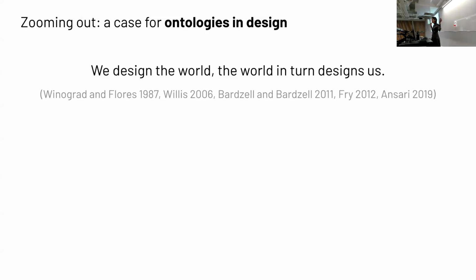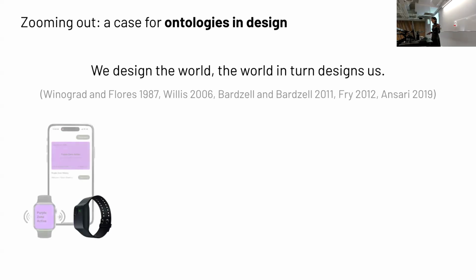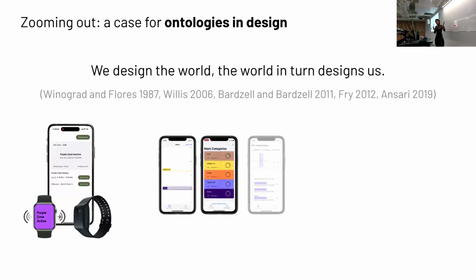And finally, I really want to zoom back out and make a case for ontologies in design, right? We design the world and the world in turn designs us. And in my work, this has been something that has been driving me in different contexts. I've done several works in my dissertation, beyond large language models, around sensing and personal informatics, and what are the taken for granted ontological assumptions underlying the design of these sensing systems. And how we might disorient these assumptions, not just through critical design, but actually in designing things, right?